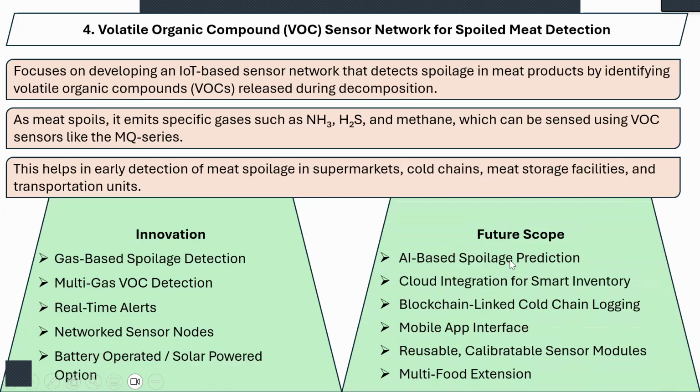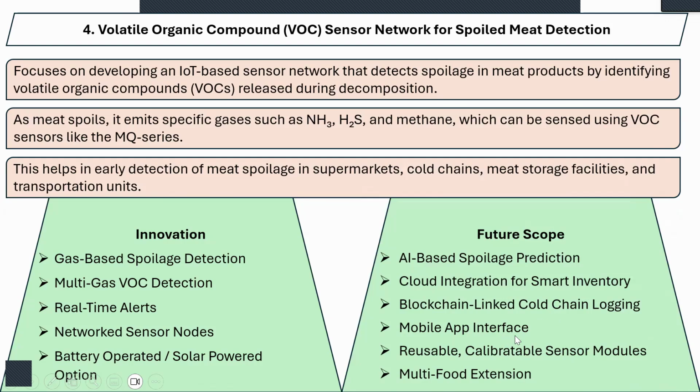AI-based spoilage prediction. So here it trains ML models to predict the spoilage based on VOC patterns, temperature and humidity trends. Cloud integration for smart inventory. It sends VOC data to a cloud dashboard enabling smart tracking of meat's shelf life in large facilities or supermarkets. Blockchain linked cold chain logging. It means it adds blockchain for tamper-proof freshness records, improving the transparency in meat supply chains.